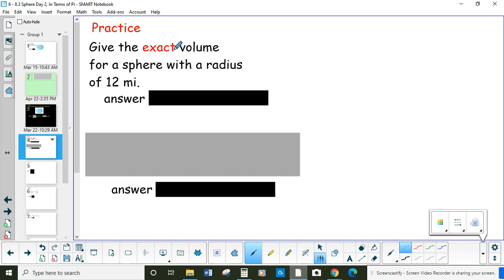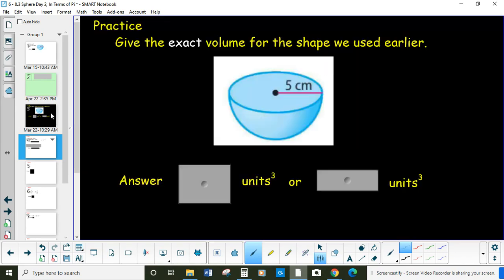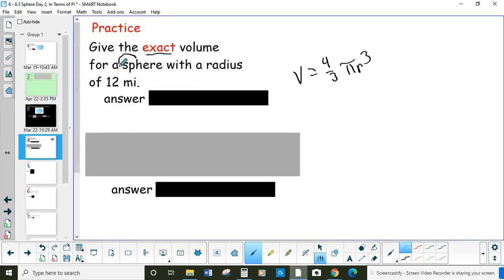So we need to give an exact answer. That means I'm going to have pi in there, right? The volume for a sphere is 4/3 pi r cubed. Not to be confused with what we did a second ago, a hemisphere. So once they say sphere, they don't say hemisphere or even semisphere, right? I think that'd be the same thing. Then we have to use the 4, not the 2.